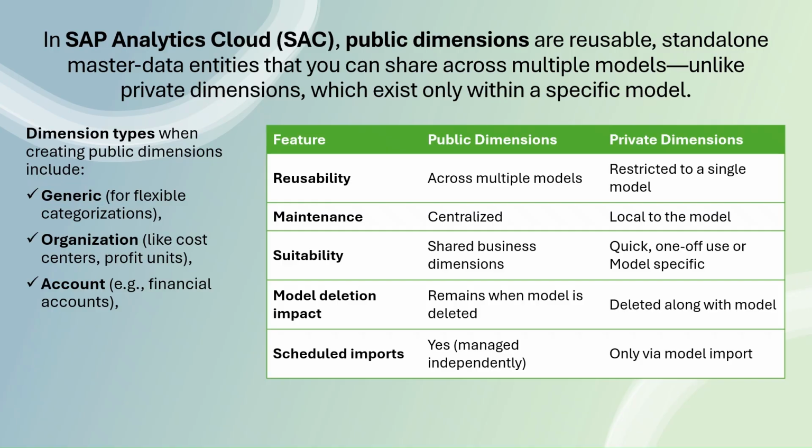So now, what are the different features and how can you decide to go for public or private depending on that feature? First will be reusability. If you want to use that master data in different parts of your modeling or your business case, then definitely go for a public dimension, because public dimensions you can reuse multiple times within different models. If you create a private dimension within a model, that is very specific to that model, you cannot reuse that data in another model.